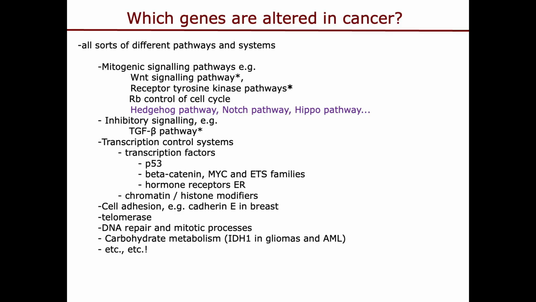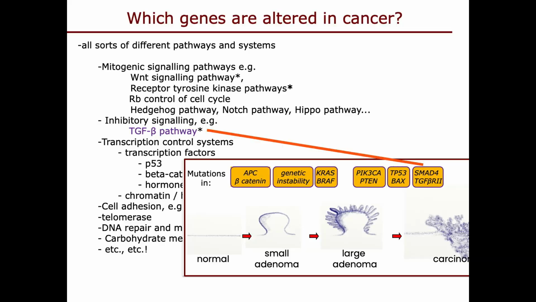So those are positive growth signaling systems on the whole. These are signaling systems that tend to encourage mitosis, but there are also inhibitory signaling pathways such as the TGF-beta signaling pathway, which again is mutated in the Vogelstein model of colon cancer that we've discussed previously.